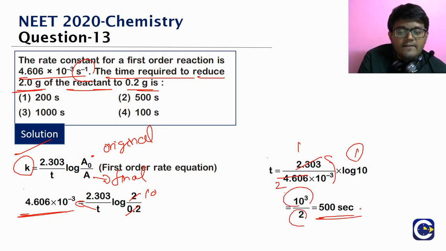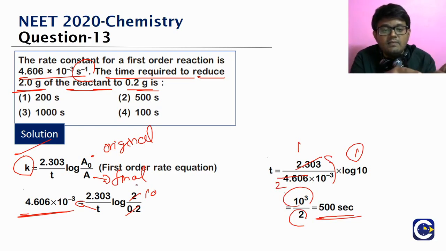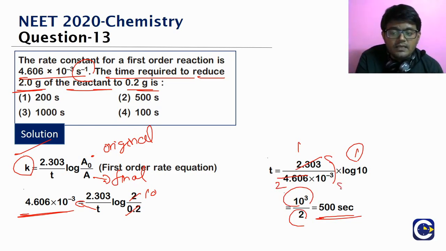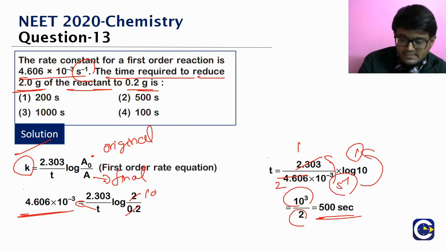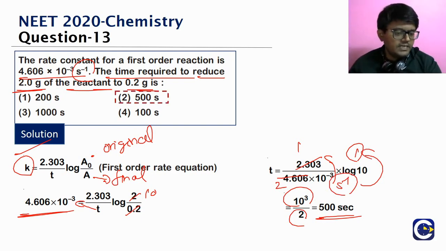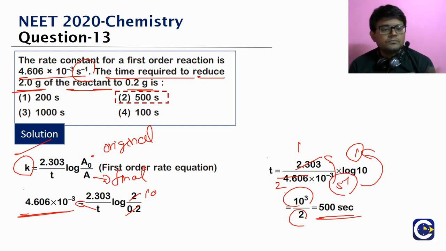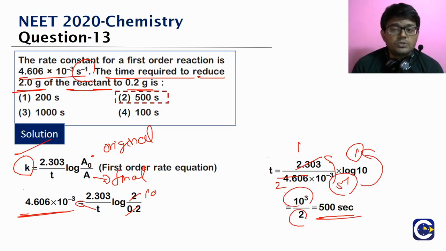It is 500. Since the K value is in second inverse, here we will get second inverse in the denominator. So T will be in terms of seconds. So what is the answer for this question? It is option 2, the time that is required to reduce 2 grams of the reactant to 0.2 grams.